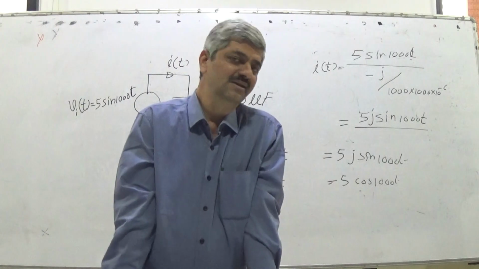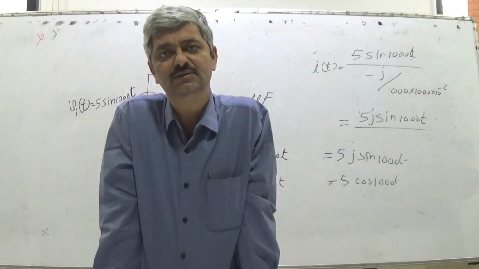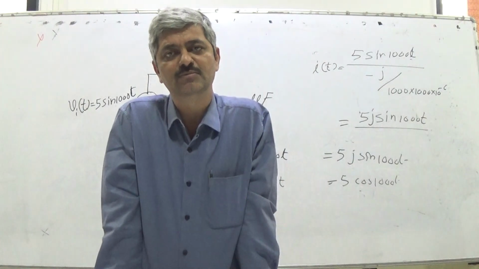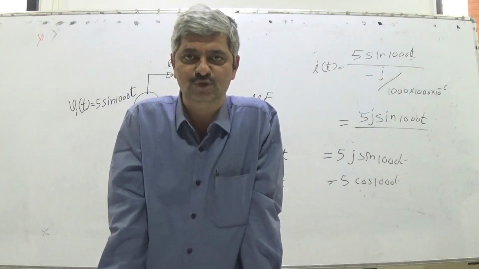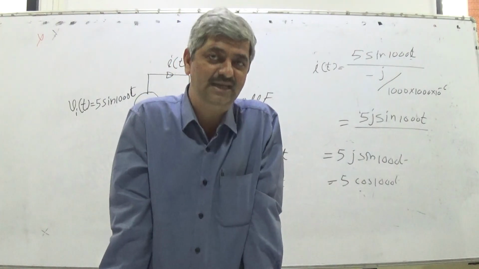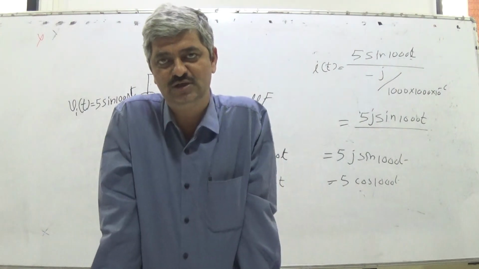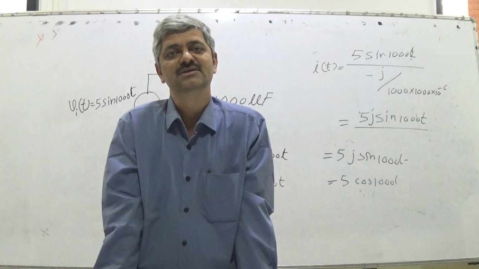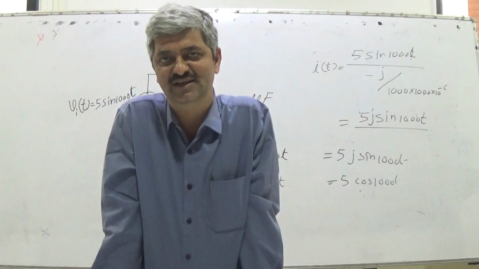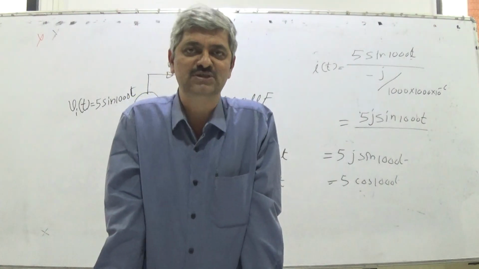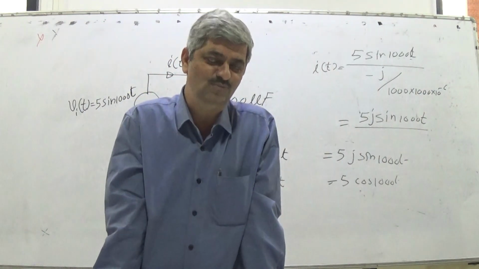So what will happen? From 0 to pi by 2, a quarter of the cycle, sine is positive, cos is positive. So the product is positive. In second, sine is still positive, cos is negative. In third, both are negative. In fourth, one is positive, one is negative. So when both are positive, their product is positive. When one is positive and one is negative, their product is negative. When both are negative, their product is positive.